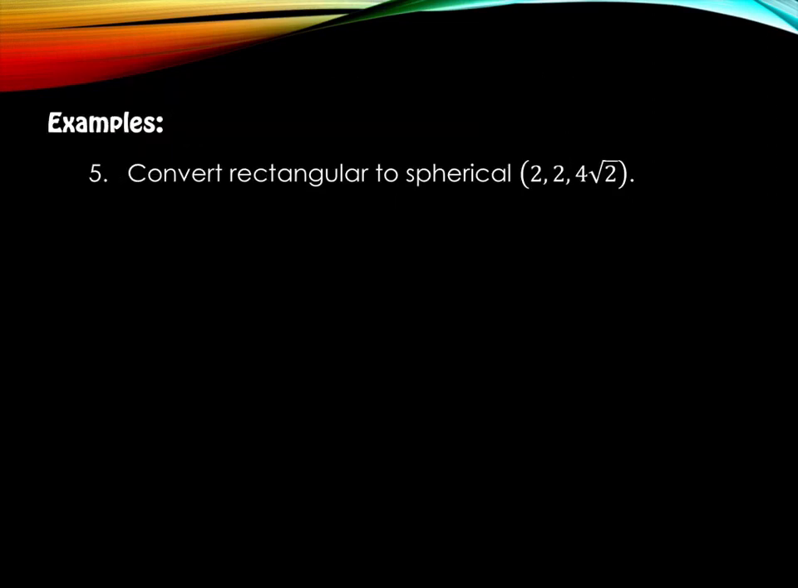So here's our first one. We're going to do rectangular to spherical. We have 2, 2, and 4 square root 2. And we'll start with rho. So rho squared is 2 squared plus 2 squared plus 4 square root of 2 squared. All right, so what is 4 square root of 2 squared going to be? 32. And then I had my 4 added. I get a total of 40.